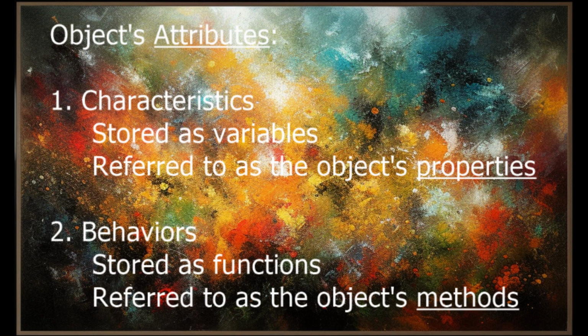So we will store the characteristics of the object in variables, and we will store the behaviors of the objects as functions. Once these functions and variables are encapsulated in the objects, they are referred to as properties and methods. Together, these are referred to as an object's attributes.